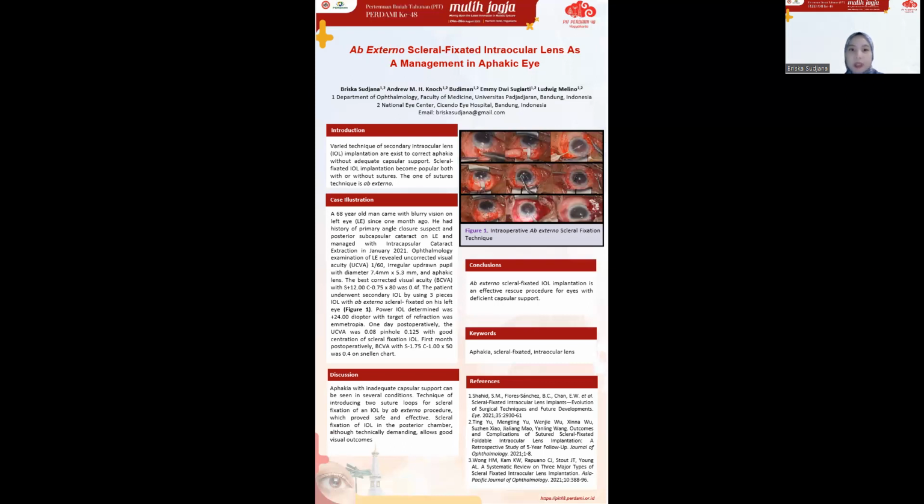Current choices include scleral fixated IOL implantation, which has become popular both with or without suture. One of the suture techniques is ab externo. Now we're moving to the case.